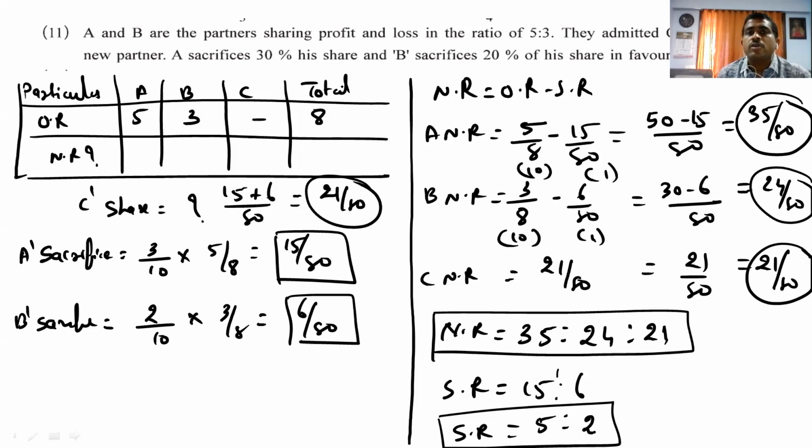So the new ratio comes to us as old ratio minus sacrifice. That is 5 by 8, the old, minus sacrifice, 15 by 80. So 5 tens are 50 minus 15, 35 by 80. While B's new ratio comes to 3 by 8 minus 6 by 80, 30 minus 6 by 80. And C comes 21 by 80. So the new ratio comes to us 35 is to 24 is to 21. Right?